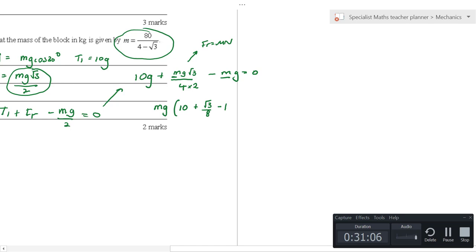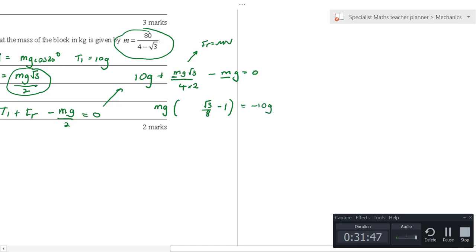Is that right? Oh, that's 10g. I'm a dill, aren't I? Let's just try this again. So 10g, and I'm taking out mg as a common factor, which means this 10g needs to just stay there. And I've got root 3 on 8 mg minus 1. That's better. Is equal to minus 10g.